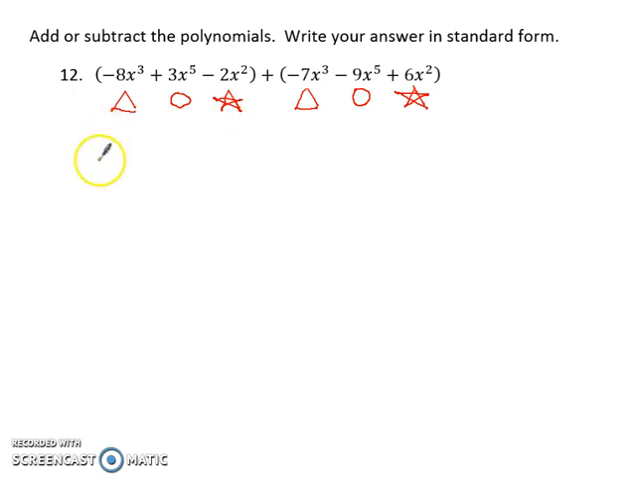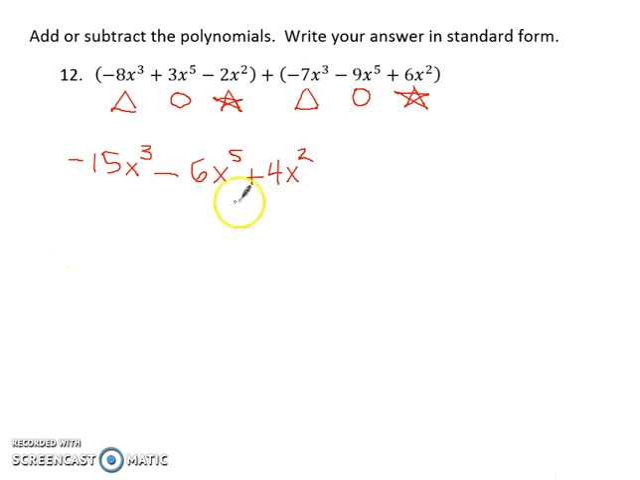So we have a minus 8 minus 7. That gives us a minus 15x to the third power. We only combine the coefficients, and then we have a 3x to the fifth plus a minus 9x to the fifth. That gives us a minus 6x to the fifth. We have a minus 2x to the second plus 6x to the second. That gives us a 4x to the second.